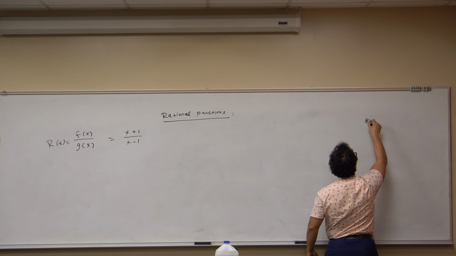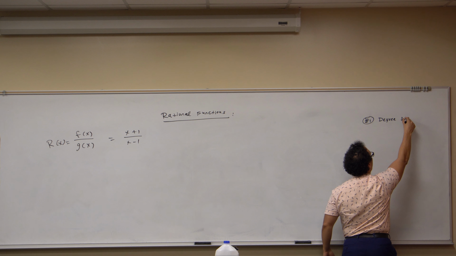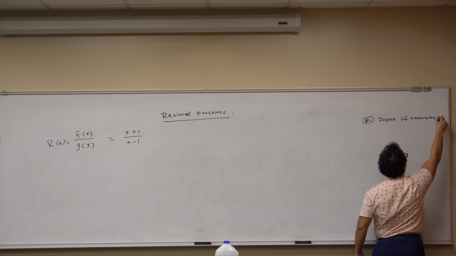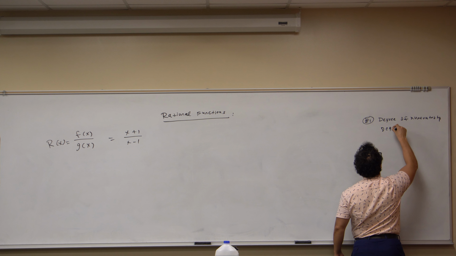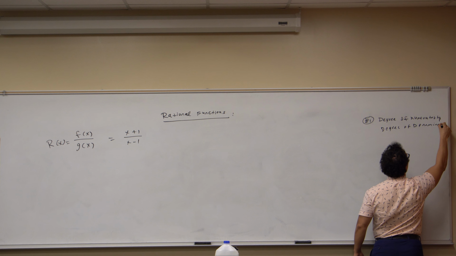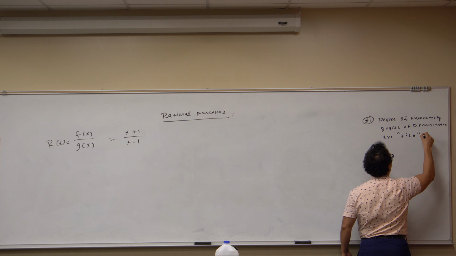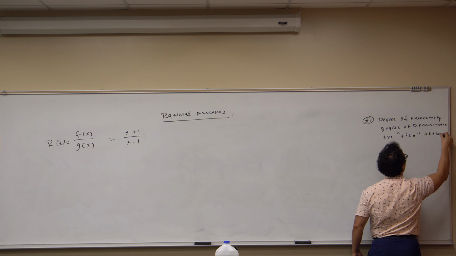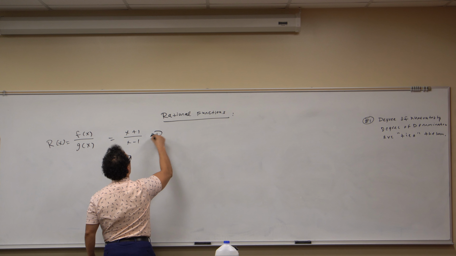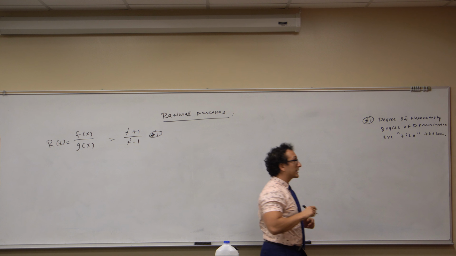Case number one: the degree of the numerator and the degree of the denominator are tied, or the same. This is a case number one situation here, because here the power is 1 and the power is 1, so the degrees are tied. That's one case.